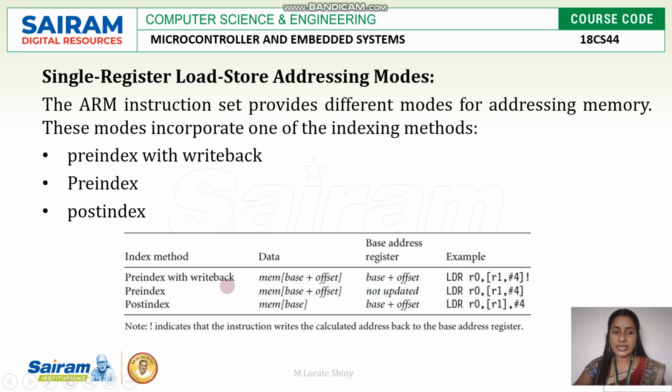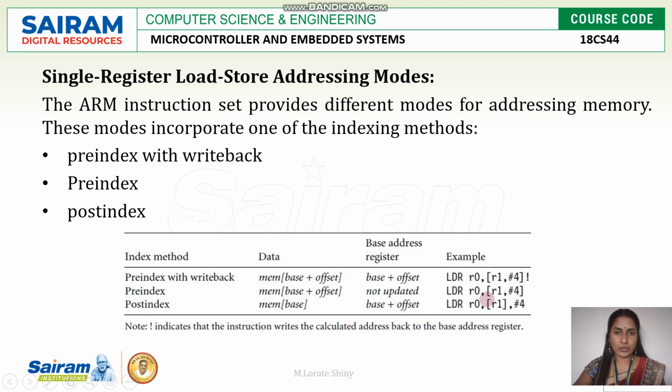Pre-index with write back means this write back symbol will be present there, which means we need to update the R1 register. Then in the second case, pre-index, it is without write back. Without write back means this exclamation symbol is not there. So we will not update the R1 register, the base register. Other than this, everything is the same.